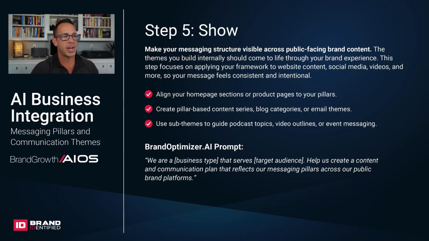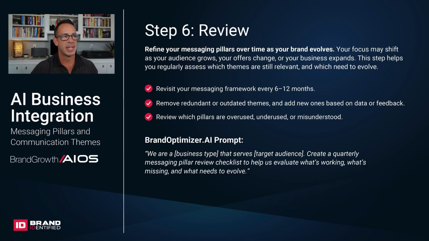So align your homepage sections or your product pages with these new pillars. Create pillar-based content series like blog categories or email themes, and use sub-themes to guide podcast topics, video outlines, or event messaging. And then, as always, for step number 5, I've given you a BrandOptimizer.AI prompt to help you out with this strategy. Now, the final step, number 6 in this 6-step process here is review.